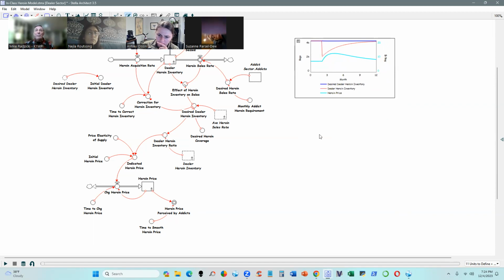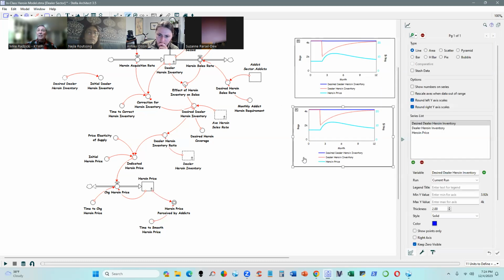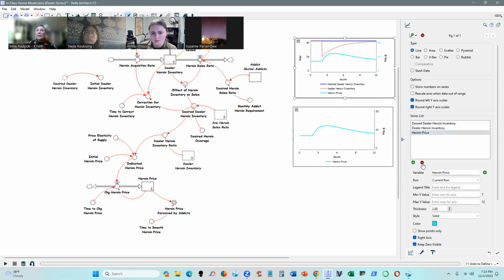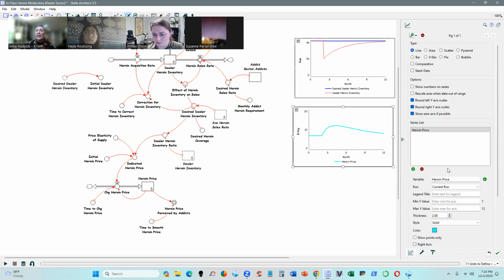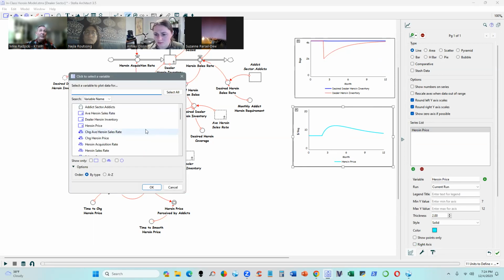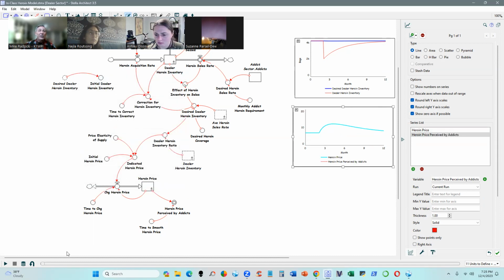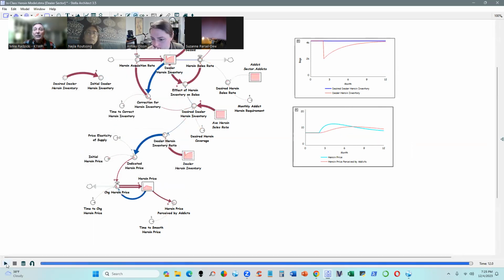So at this point, it might make sense to copy and paste this and then get rid of that. And over here, get rid of this. So let's keep the one on the one, and then over here, oh, it's on the right axis. Let's get it off the right axis. And then we can add heroin price perceived by addicts, and let's run it. Okay. So you can see there's kind of an over and undershoot that's going on here. Now we might have some steady state error in here. I'm not sure.